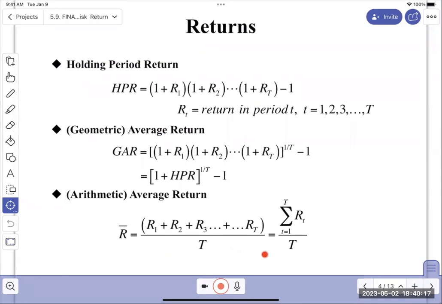Now this is the simple arithmetic average return, and if there's a difference between the arithmetic average and the geometric average, you should use the geometric average return. It better reflects, and I'm going to show you an example, the returns over time per period. The geometric average return has a specific use, and we'll get to that as well. Everybody okay with my formula? We're going to apply them now.